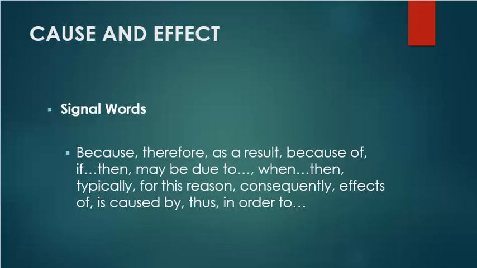Here are some signal words. These are words that tell you that there's a cause and effect relationship. Because, therefore, as a result, because of, if, then, maybe due to, when and then, typically, for this reason, consequently, effects of, is caused by, thus, and in order to. Again, we know those as transition words, but they often signal a cause and effect relationship.